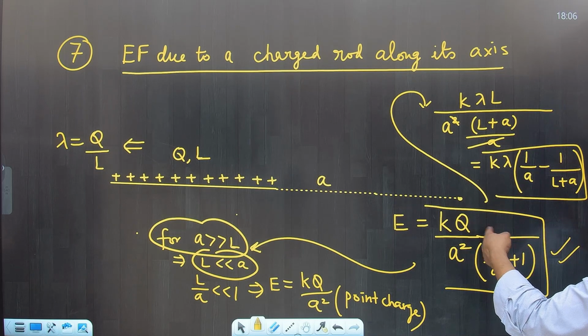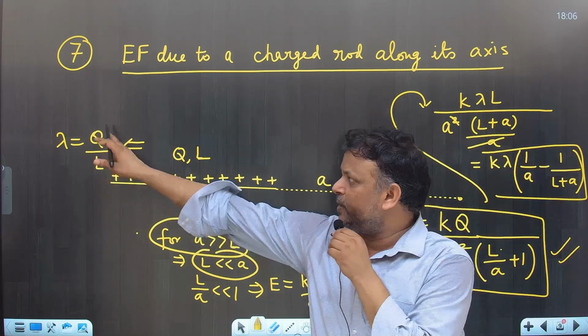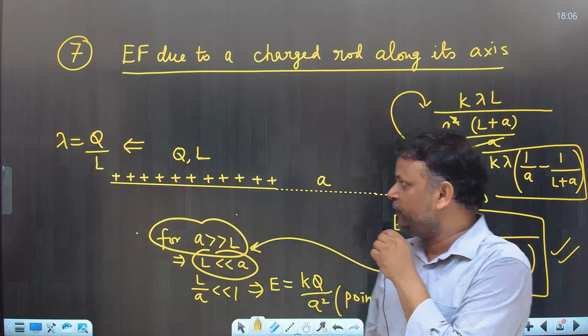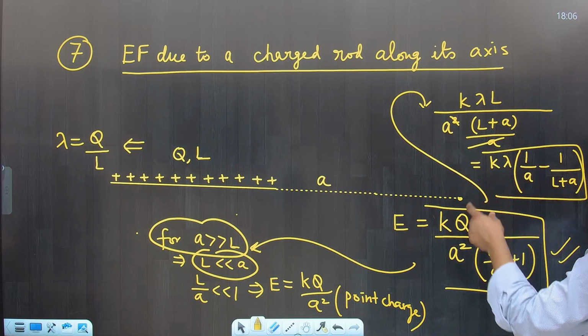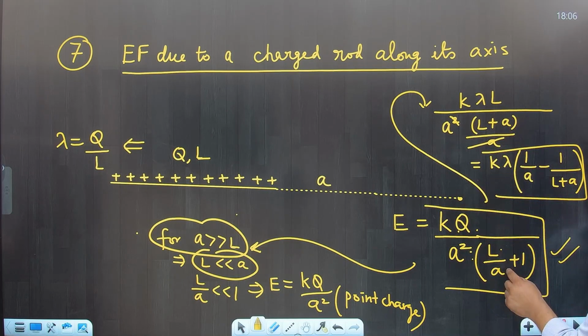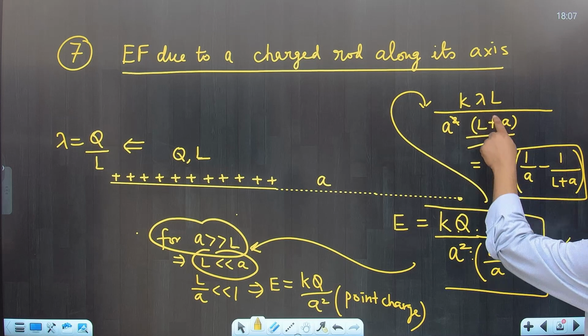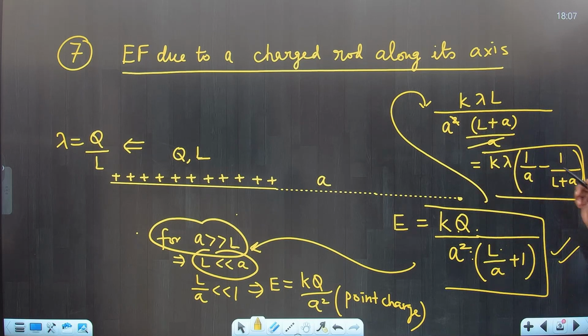Now you can give your answer in terms of lambda also. Obviously lambda is q by L, total charge by total length. So you will put in place of q, this is lambda L, and now you will write A square into L plus A by A. This A will be cancelled out. You will get k lambda into 1 by A minus 1 by L plus A.